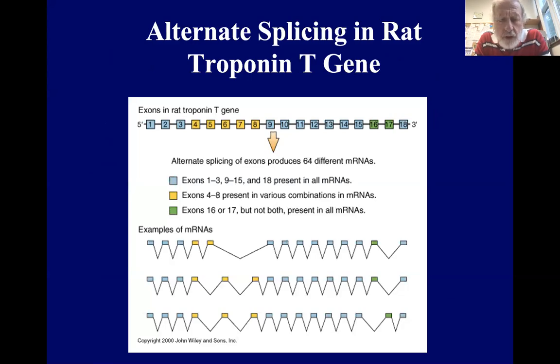functional mature messenger RNA. So you can see the first one has exons 4 and 5 in it, and 7 and 16. The second one's got 4, 6, and 8, and 16. And the last one's got 4, 6, and 8, and exon 17 in there, giving you different proteins from the same gene and messenger RNA molecule for that matter.